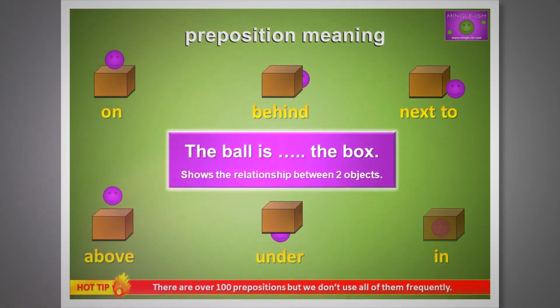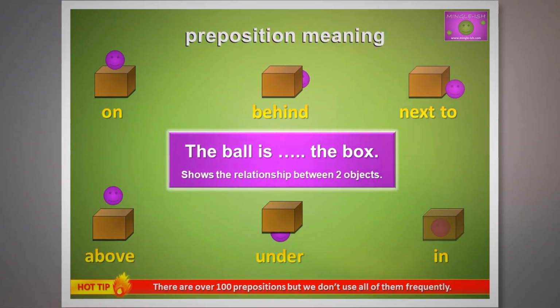Let's see an example. The ball is on the box. The ball is behind the box. The ball is next to the box. The ball is above the box. The ball is under the box. The ball is in the box.